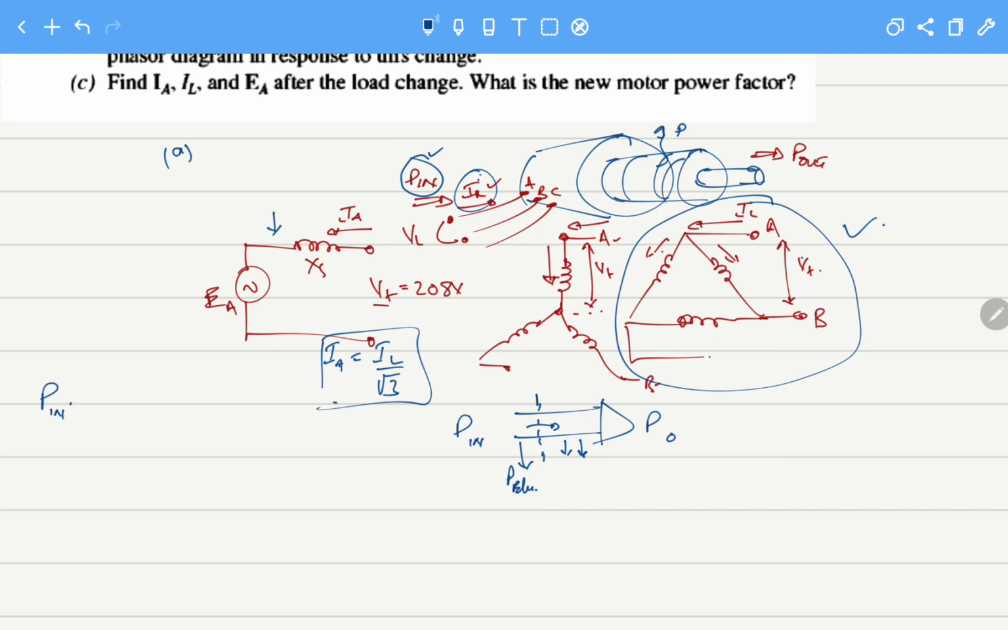So P input is equal to P out plus P mechanical loss plus P core plus P electrical losses. So can we find these losses? Let's try to find out.